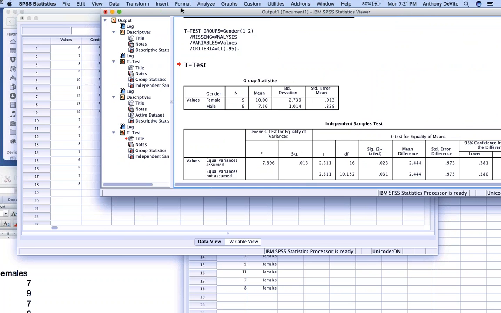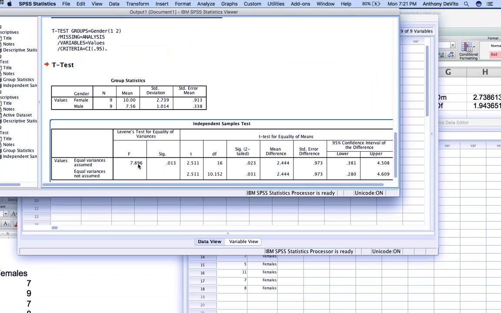Let's compare these two means and see what the result is. Okay, so this time, let's start out by deciding whether or not we should use the top row or the bottom row. The top row is my test for equality of variances. Equal variance is assumed. That's my null hypothesis.